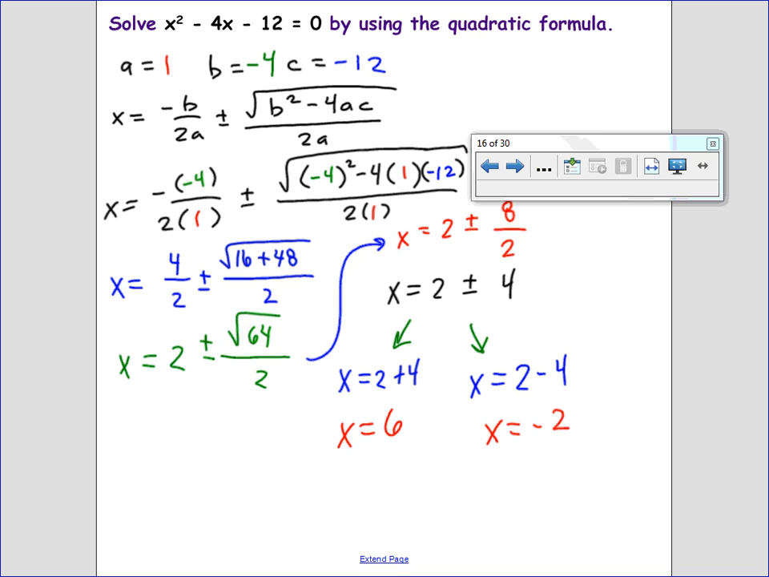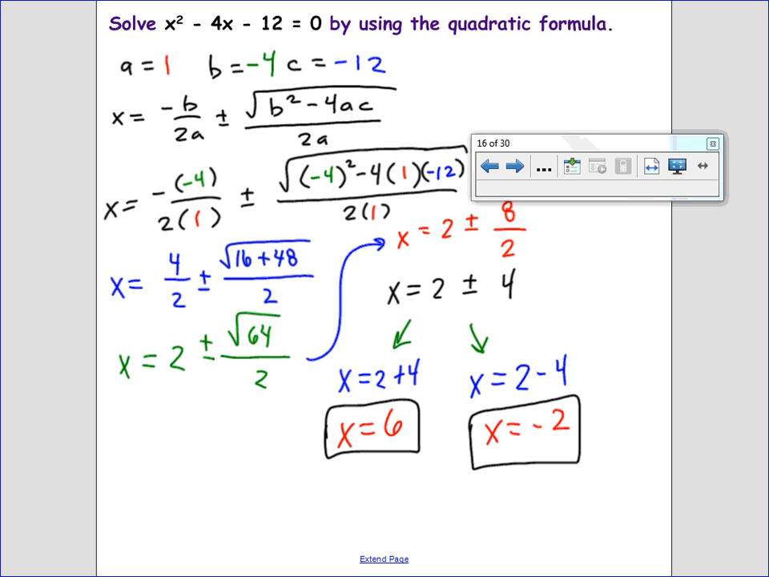Go ahead and remember, talk quietly with your partner and tell your partner what x equals 6 and x equals negative 2 have to do with the graph of my parabola, y equals f of x. Go ahead and tell your partner, and then I'll call on you to share with the whole class. What would those have to do with the graph? Okay, what do those x values, 6 and negative 2, have to do with the parabola at all?